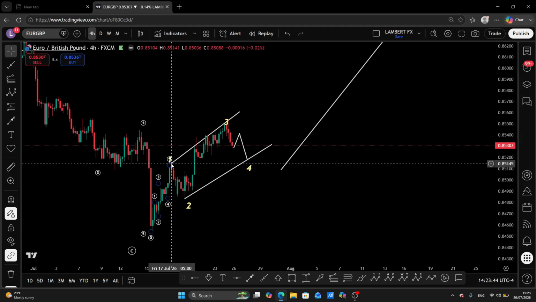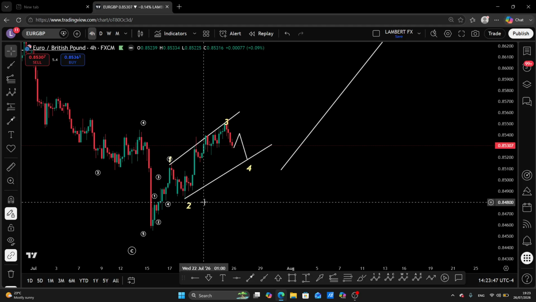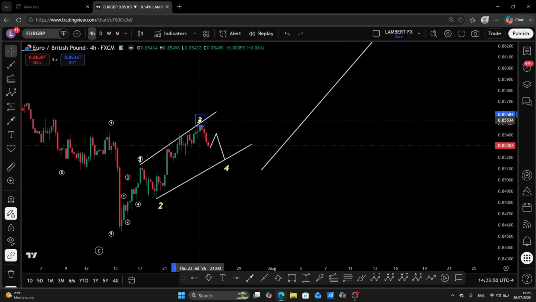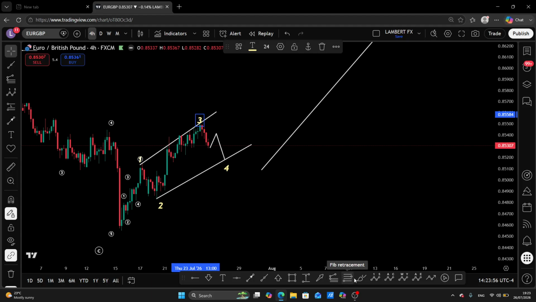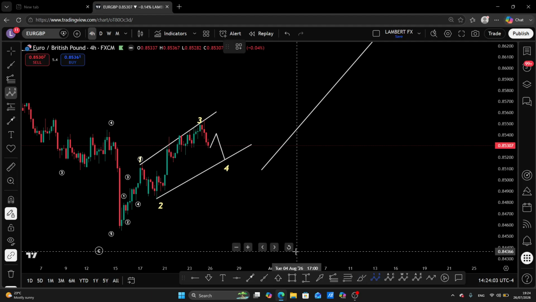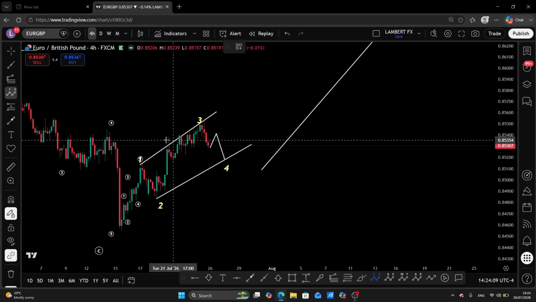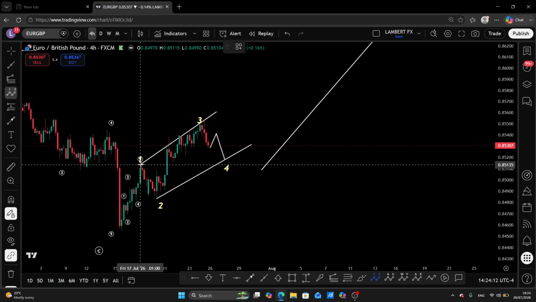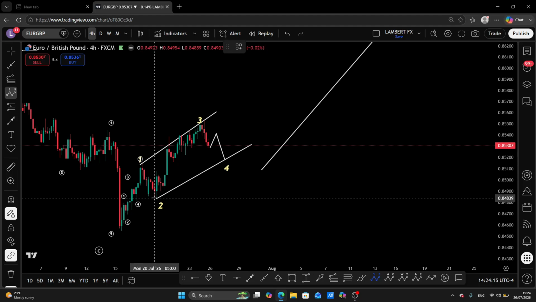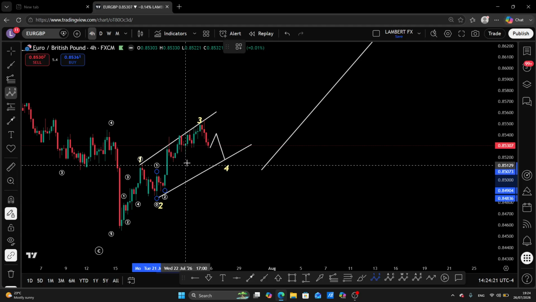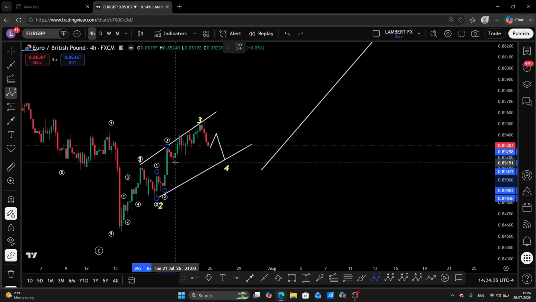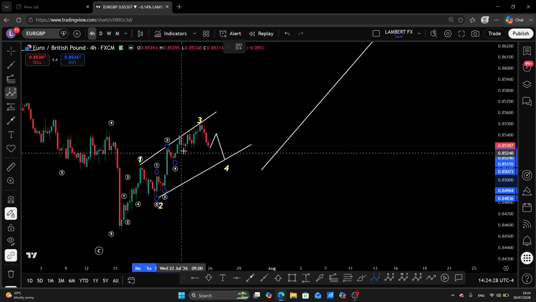Okay, that's our 1, and then we had this 3 leg down for 2. And then for our 3, let's try and make out what if this is an impulsive leg. So remember, a leading diagonal can be 3 3 3 3 3, or 5 3 5 3 5. So we have our first 5, and then we have a 3. Let's see if we can make this as 1 2 a 3 a 4, and then we have 1 2 3 4.